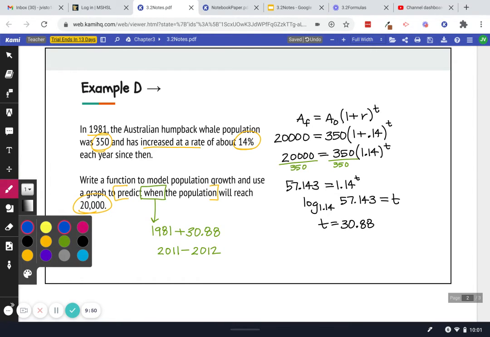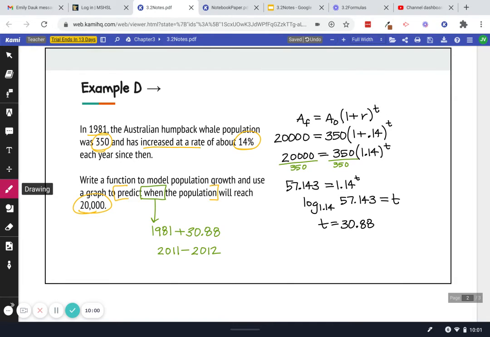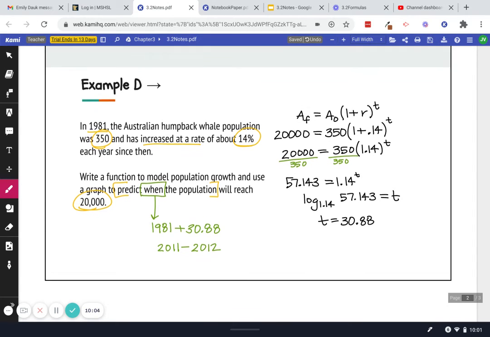So yay, whales. I wish I could draw a whale. I feel like that would make this example like 35,000 times better. But I'll practice and get better for the next time we talk about whales. So that's using that AF formula.